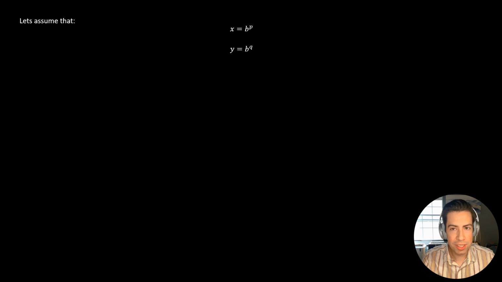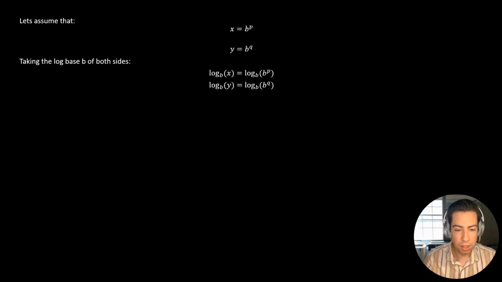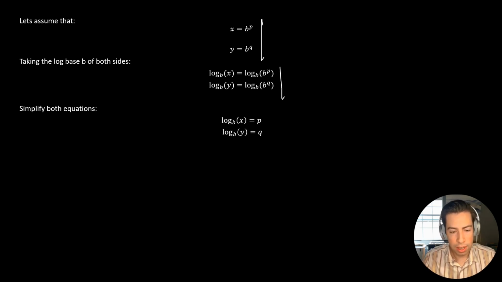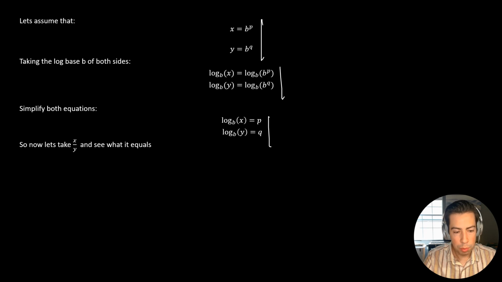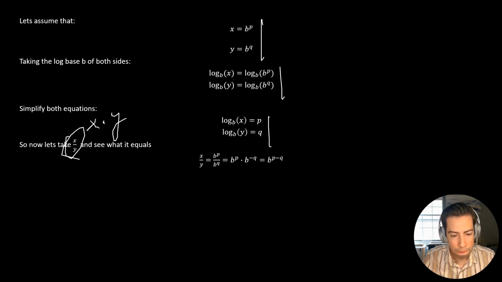So guys, basically, we're just going to do the exact same thing that we did before, but it's going to be slightly different, okay? So we're going to make these assumptions again, right? And then we're going to do the same thing here. And then we're going to simplify both equations. But now, instead of doing x times y, I'm going to do x divided by y, okay? So what I'm going to end up with is this whole thing, right?